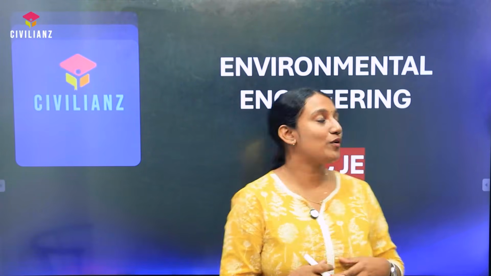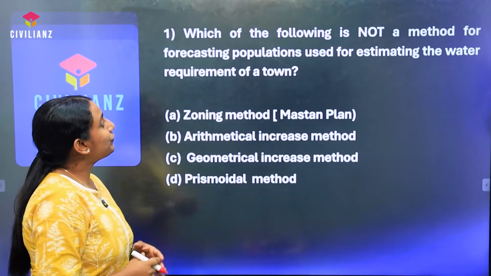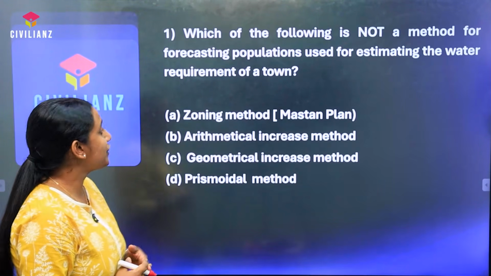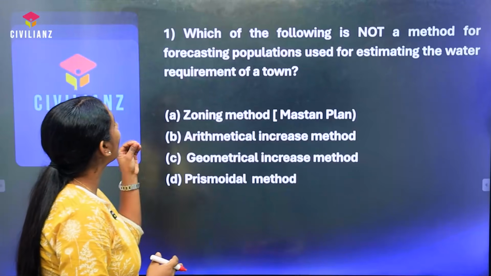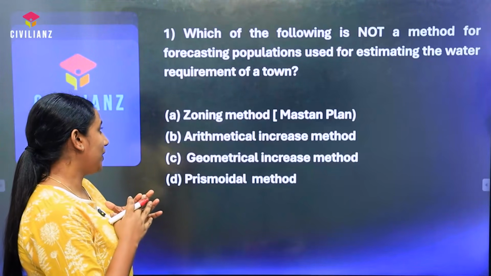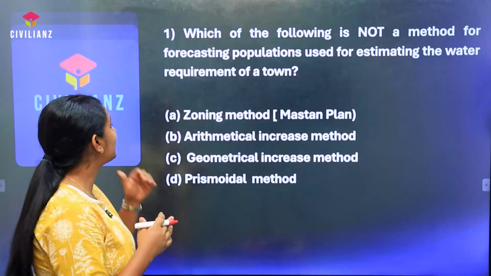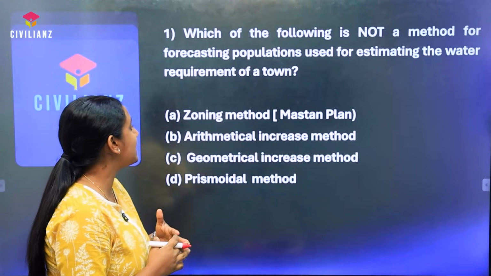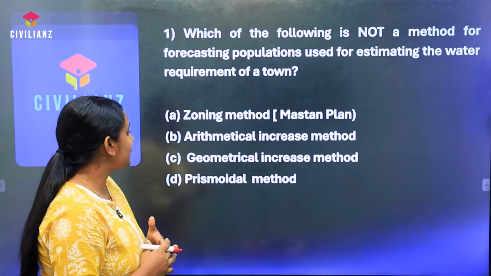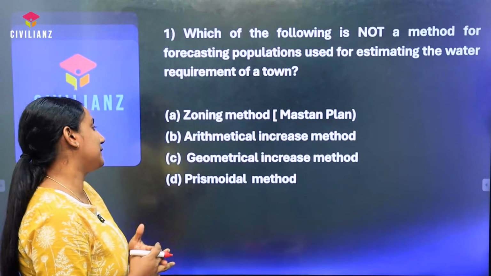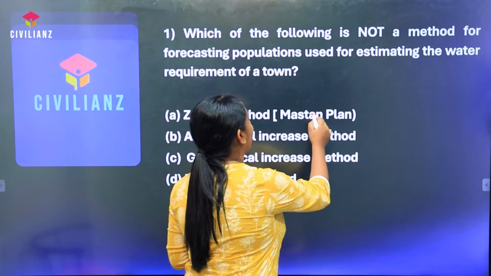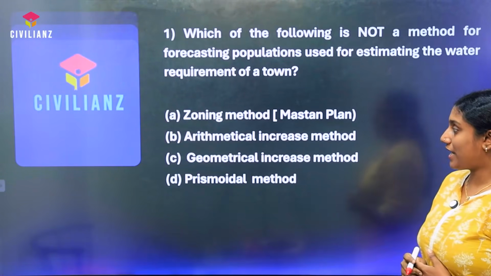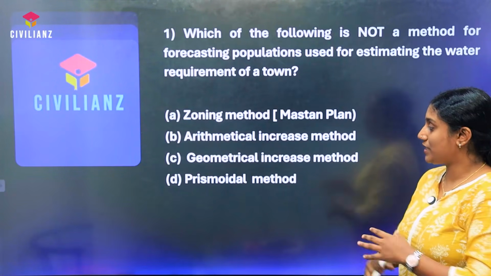Okay, let's start with question number 1. Which of the following is not a method for forecasting population used for estimating the water requirement of a town? Four options are given here: zoning method or master plan method, arithmetical increase method, geometrical increase method, and Prismoidal method. Put your answer in our chat box. Option A, B, C, or D.